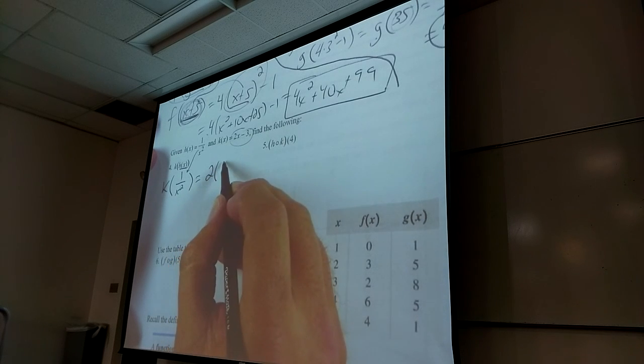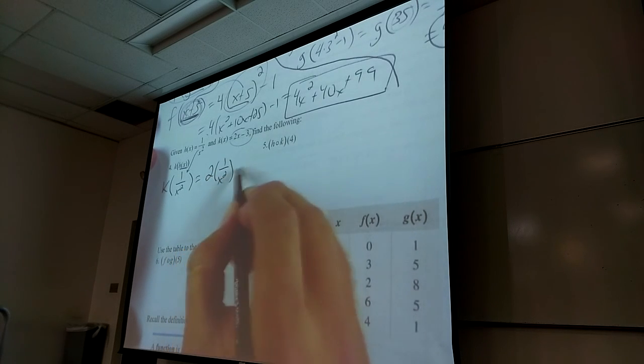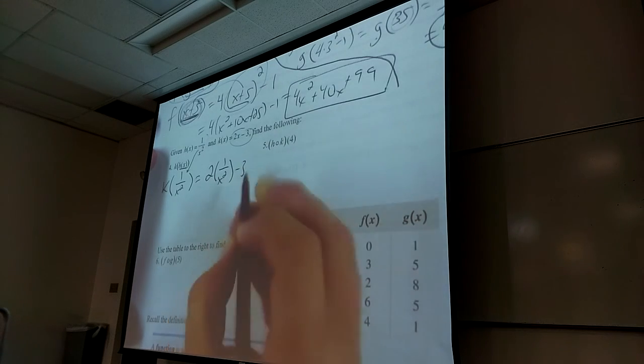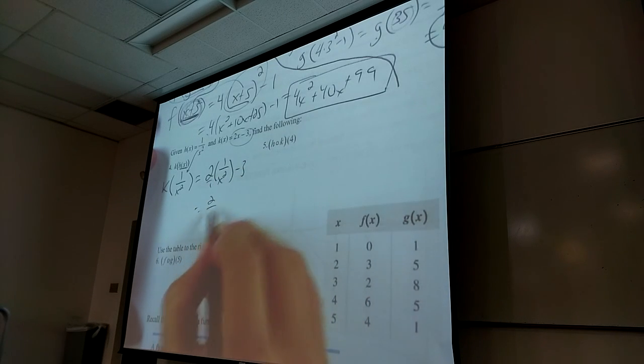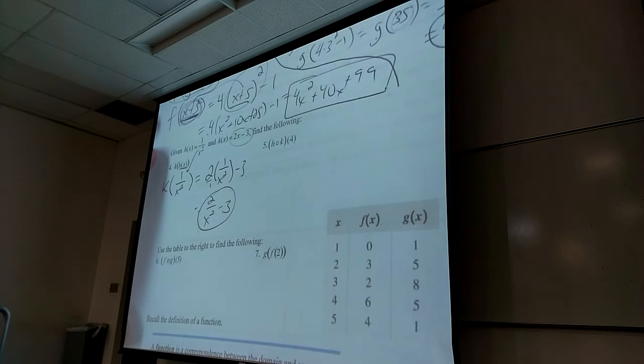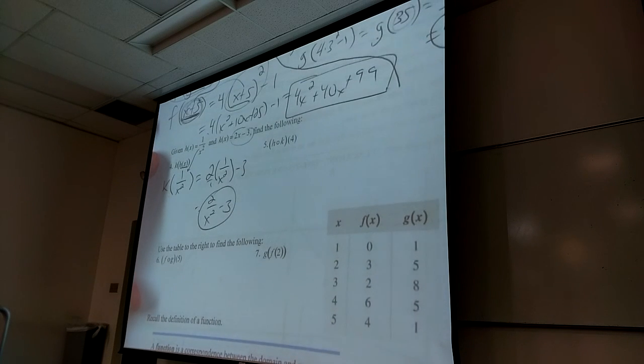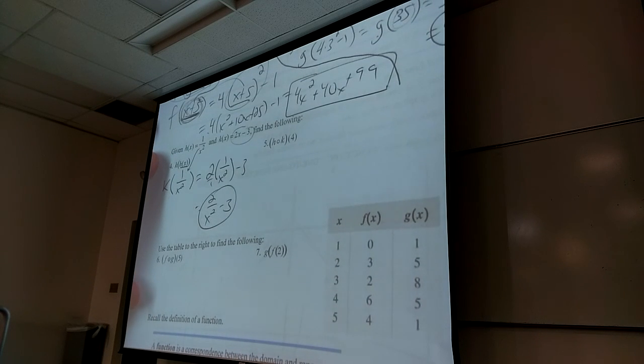2 times 1 over x squared. And if you wanted to, you can write this as 2 over x squared minus 3. That's all you need to do. There's really nothing else you could do. You could get common denominators, but that doesn't really do much for you.